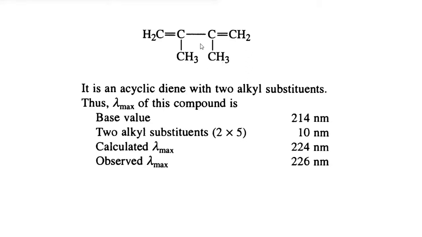The lambda max of this molecule is calculated because it contains 2 alkyl substituents which are attached to the basic acyclic system, having a basic lambda max value of 240 nanometer. Then 2 alkyl substituents give an increment of 2 into 5 nanometer, that is 10 nanometer. That is why the total calculated lambda max will be 250 nanometer. Okay, that is the calculated lambda max value for this molecule, right?